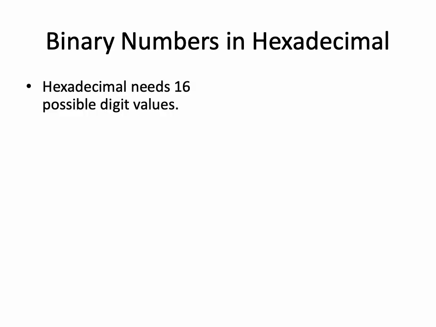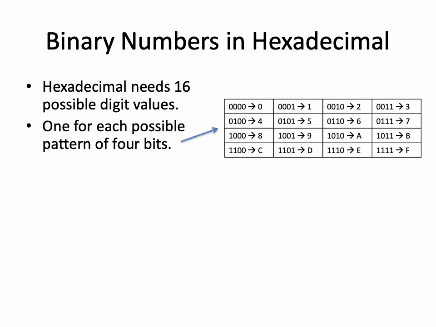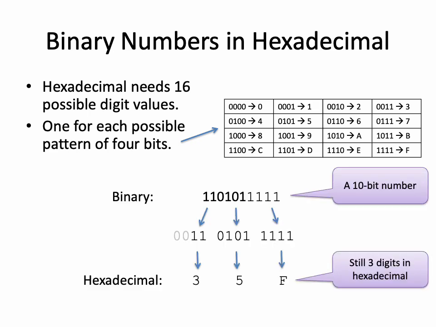Since hexadecimal has 16 possible digit values, I have the numbers 0 through 9, but I need to do something for 10 through 15. So it ends up that there's going to be 1 digit for each possible pattern of 4 bits. So 0, 0, 0, 0 is 0. And when I go from 0 to 9, those are the numbers we're used to. But 10 is going to become A, B is 11, C is 12, and then going up at the top is F, which is 15. These all correspond to binary numbers as well. And it is good to memorize this particular table.